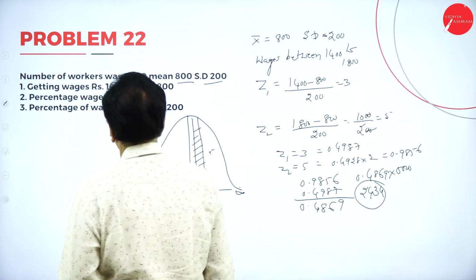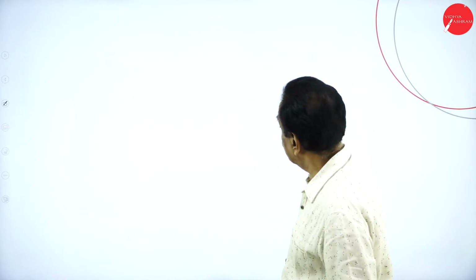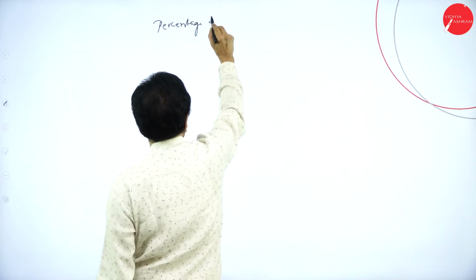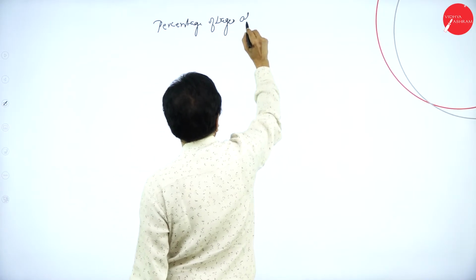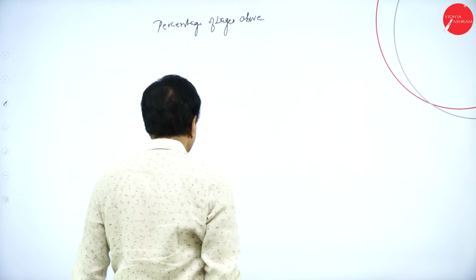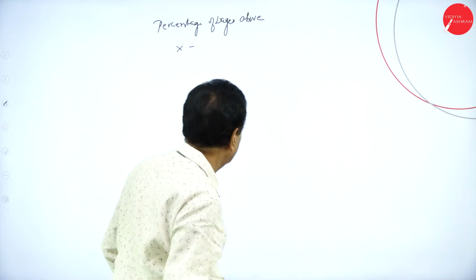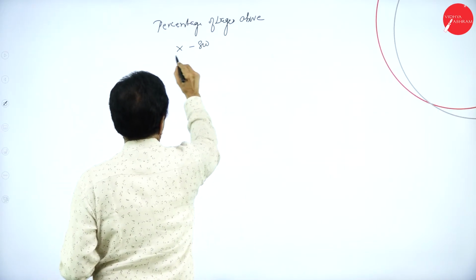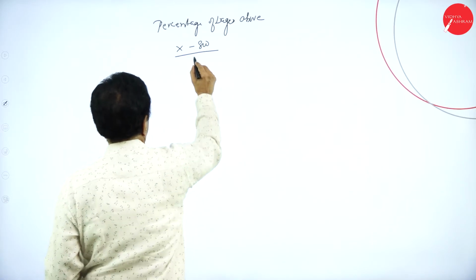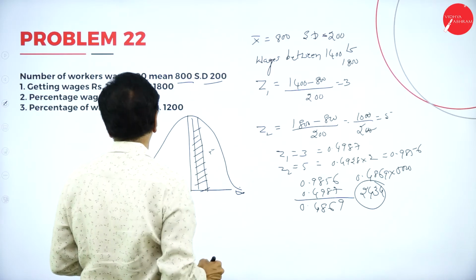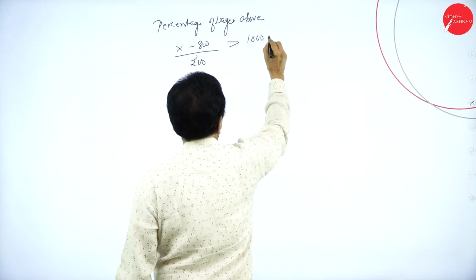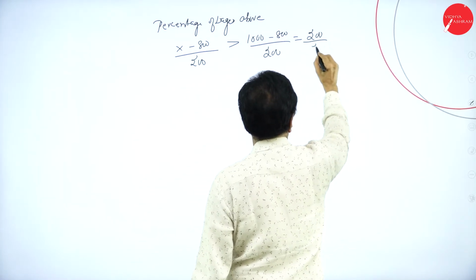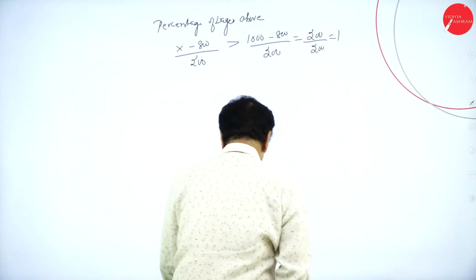Then, percentage of wages above 2000. So apply x minus mean, mean is 800, divided by standard deviation 200. More than, what is the x value? 1000 minus 800 divided by 200. This is 200 divided by 200. This is 1.